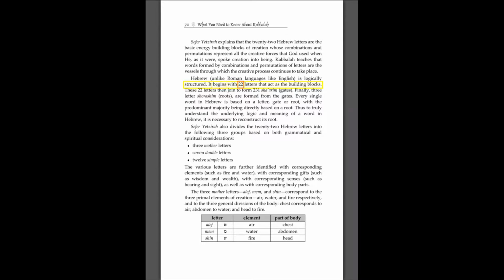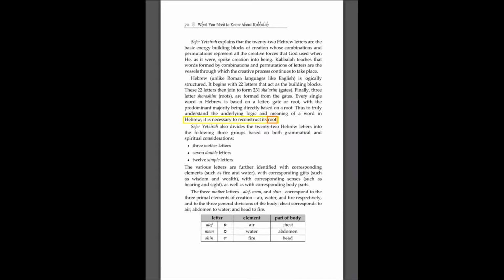It begins with 22 letters that act as the building blocks. These 22 letters then join to form 231 sharim, gates. Finally, 3-letter shorashim, roots, are formed from the gates. Every single word in Hebrew is based on a letter, gate, root, with a predominant majority being directly based on a root. Thus, to truly understand the underlying logic and meaning of a word in Hebrew, it is necessary to reconstruct its root.